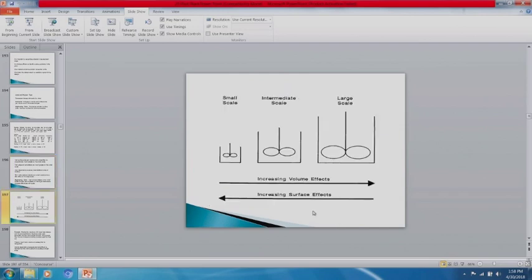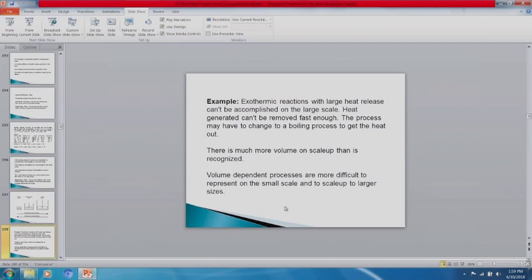Very famous person, Jim Olshu. I have taken this slide from his work. It was a very simple slide that actually has profound implications for scale. If I go small scale to large scale, I have increasing volume effects. If I go the other direction, large scale to small scale, I have increasing surface effects.